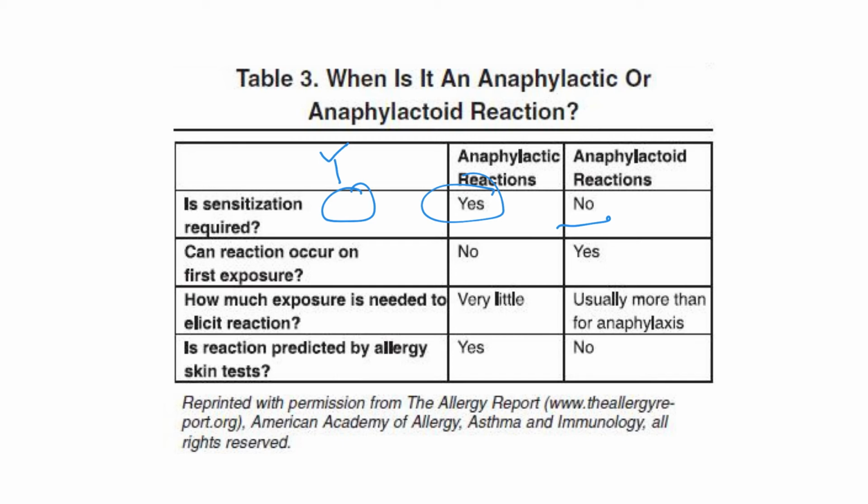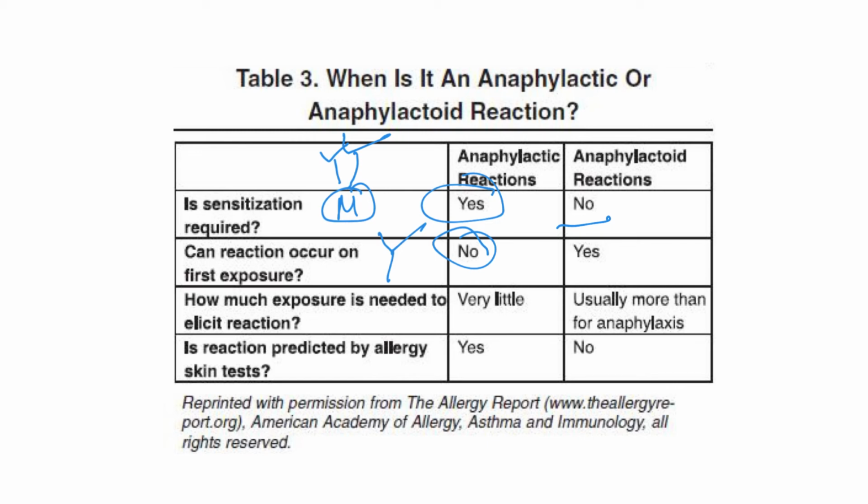Can a reaction occur on first exposure? For anaphylactic reactions, no, it can't, because the body has to make those IgE antibodies, which then have to bind to mast cells and cross-link with one another to be ready to bind that pathogen for this reaction.